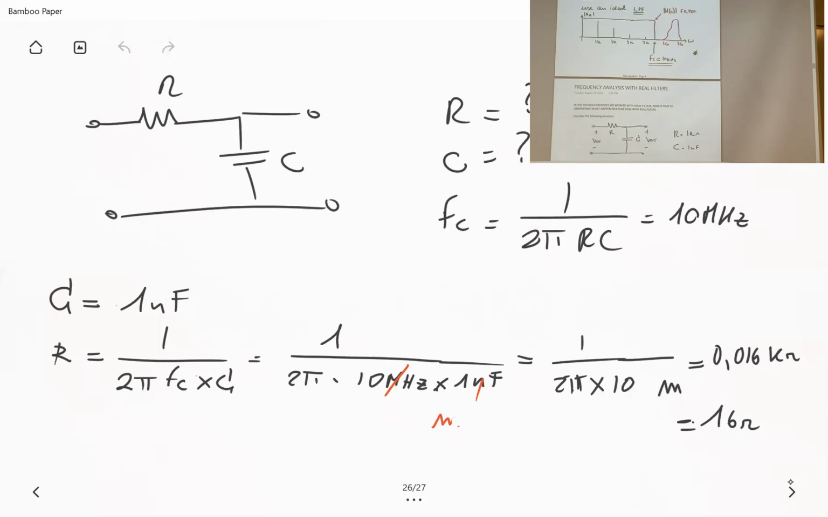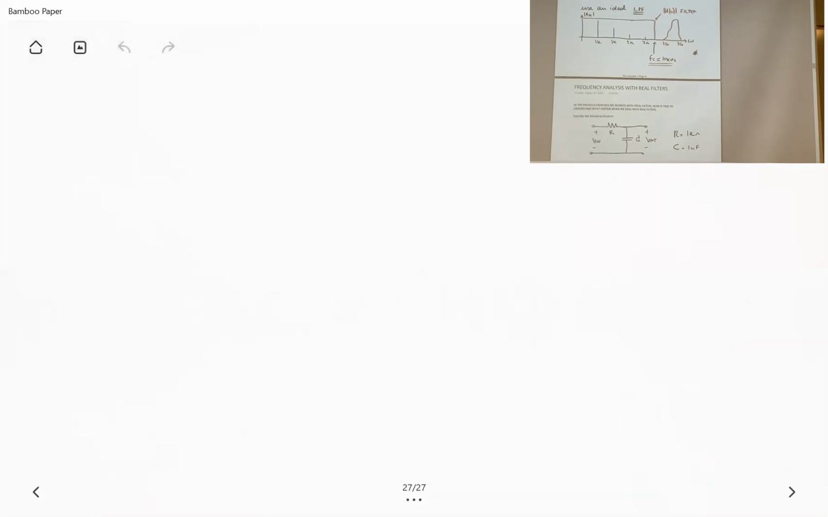Correct. So if the resistance increases 100 times from 16 ohm, the capacitance has to decrease 100 times. So we can choose R equal to, I don't know, 1.6 kilo ohm, and since R has increased 100 times, C has to decrease 100 times. So then C should be equal to 10 picofarad. Right?